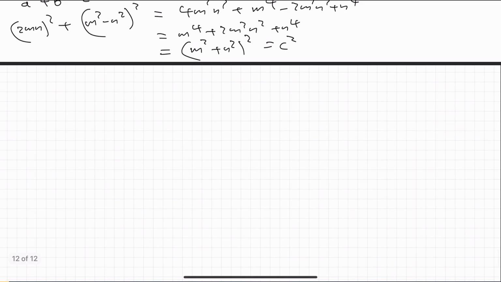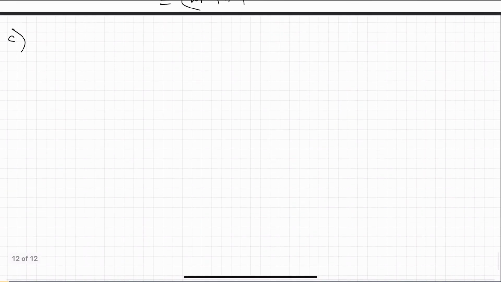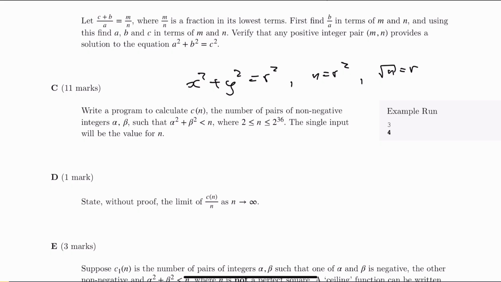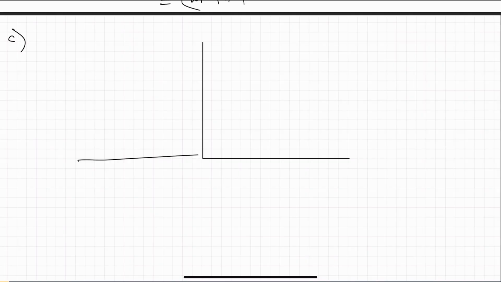So let's say part C. What I'm going to do is draw some axes. The only difference is that I'm not going to draw the axes for the negative parts, because remember that it says alpha and beta are non-negative integers. So we don't really need to worry about the negative parts. Instead we can just focus on a quarter of a circle. So let's draw some lattice points, and I'm going to draw them 2 spaces apart just to keep these points a bit more clear.